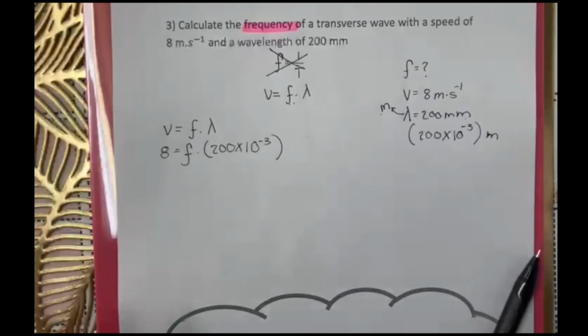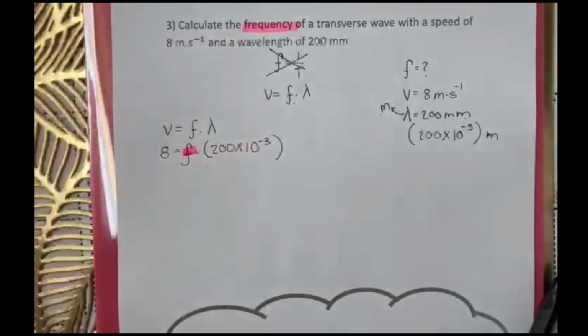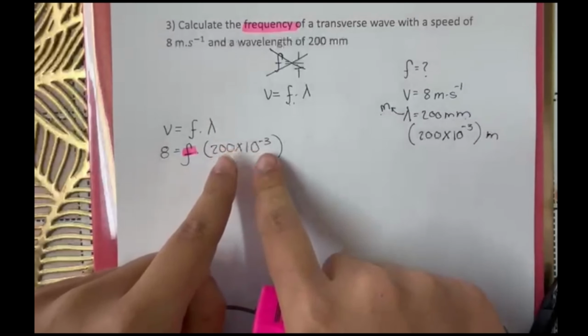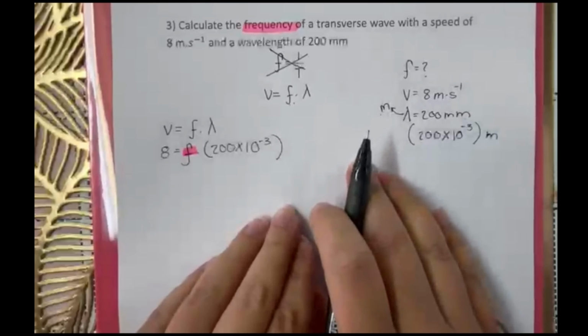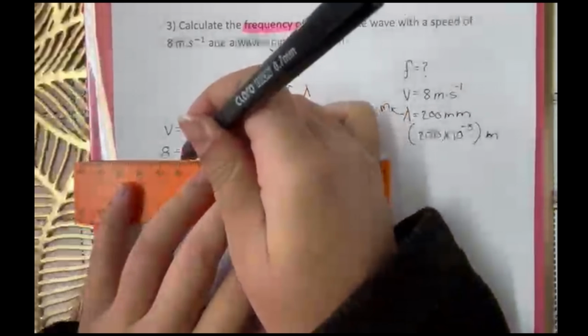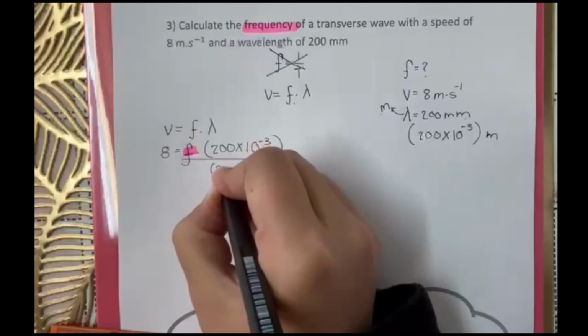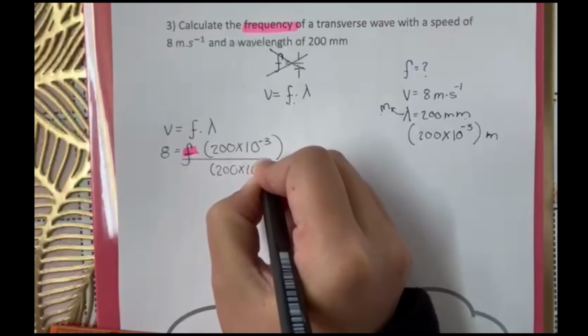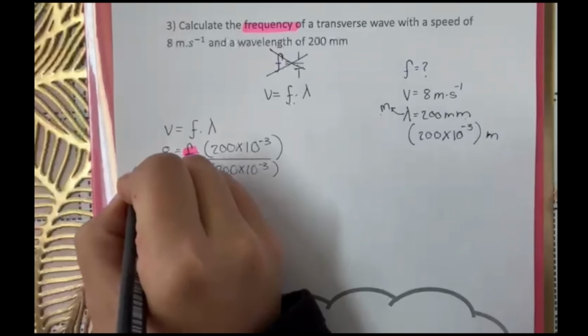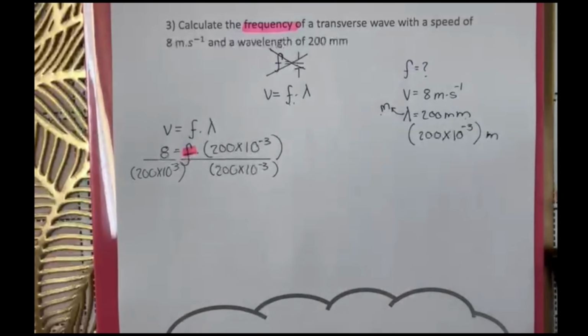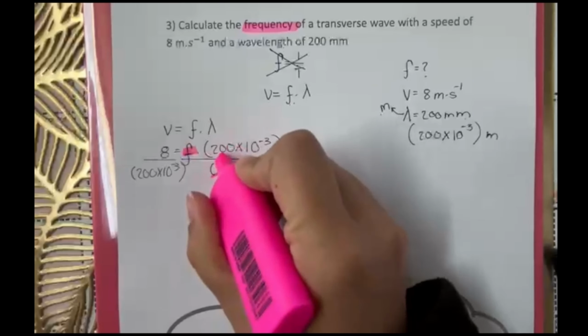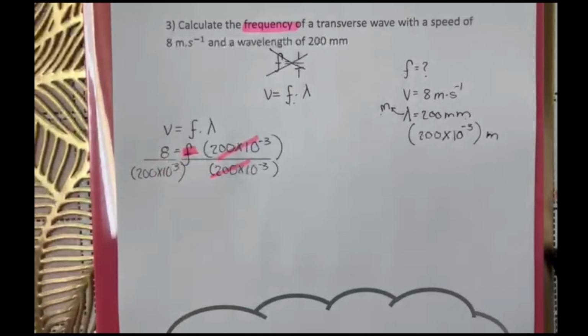Now I need to get frequency alone, but how do I get frequency alone? I need to divide the wavelength away. So what I do on the right side, I must do on the left side. So once I'm dividing this one away, 200 times 10 to the power of negative 3, I must divide on the left side as well, which is 200 times 10 to the power of negative 3. And then these two are going to cancel each other out. So I'm going to be left with frequency on the right side, but what's then left on the left side?